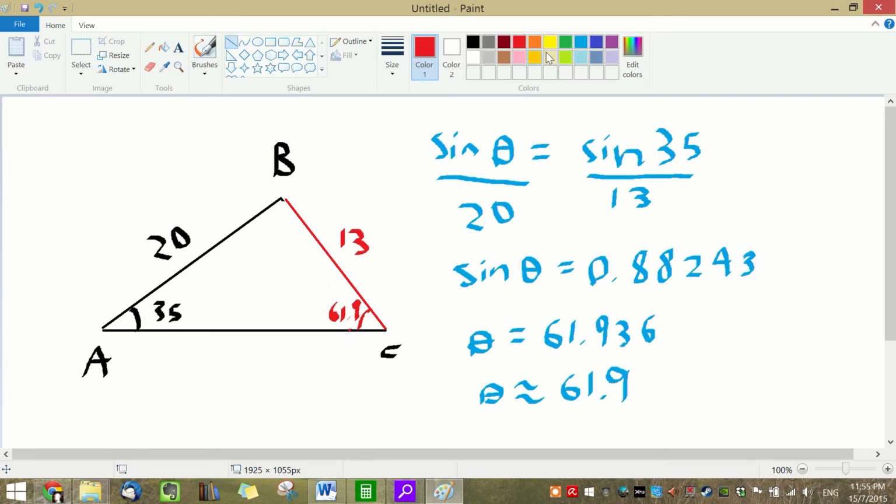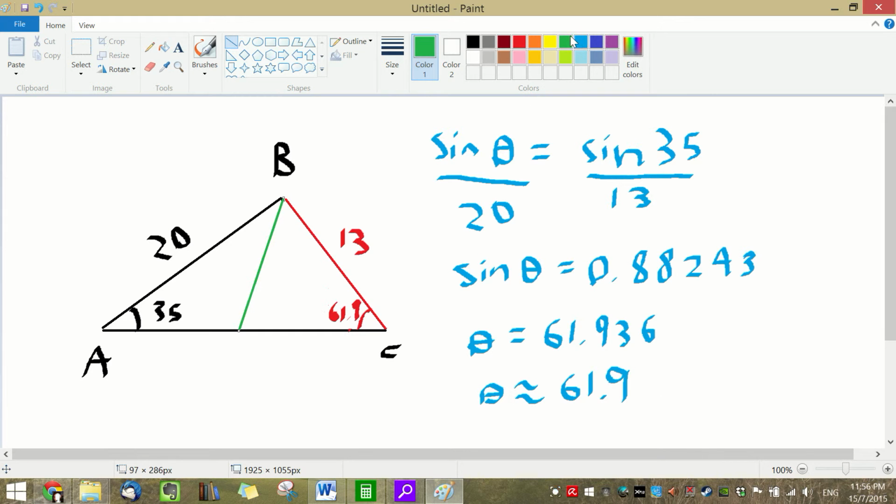Now I need you to notice something. You see this length 13, this is 13 now. Actually, without changing the size of this length, 13 could be in this position as well. BC could be right over here. So this is only one answer. This is another possible answer. Let's see how this works out. I'll just leave this green thing here.